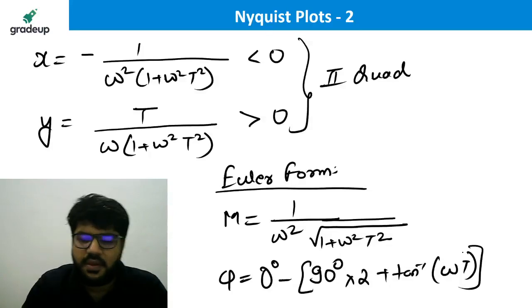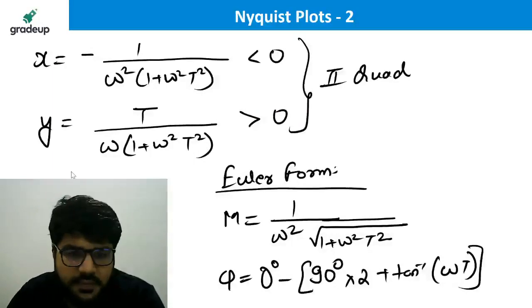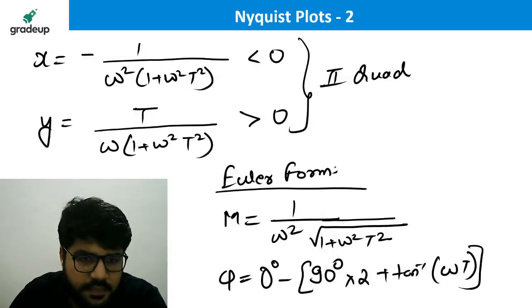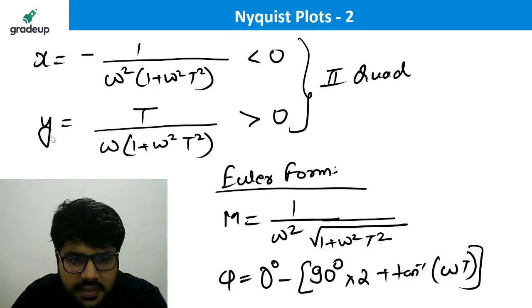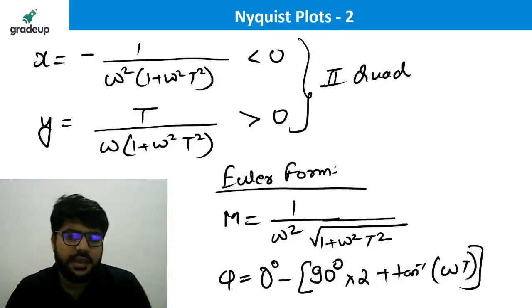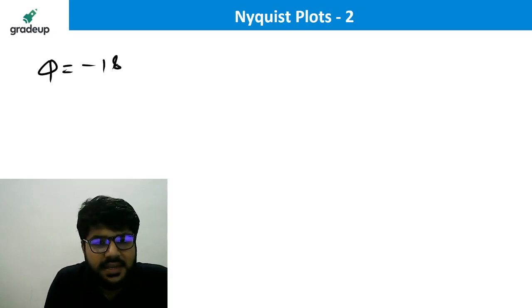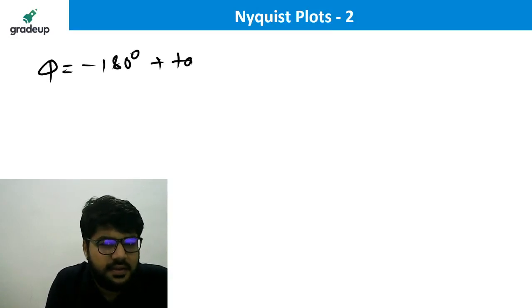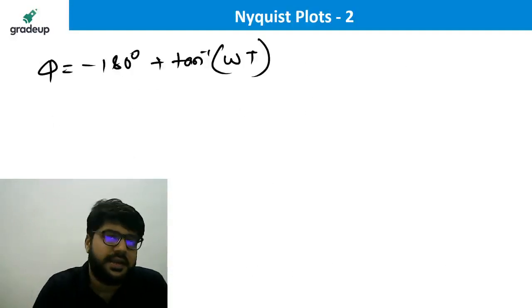Okay, so finally, what is coming here? Just a second, guys. Not got enough space here. Okay, so finally, what I am getting as the phase is minus 180 degree plus tan inverse omega t. Minus 180 plus tan inverse omega t.